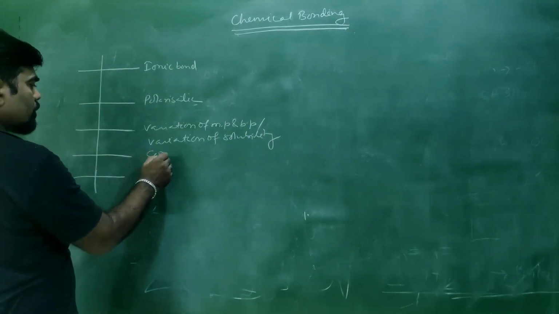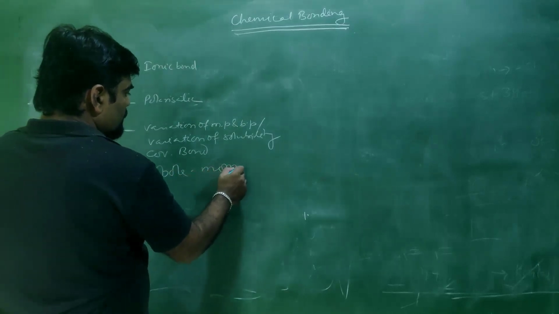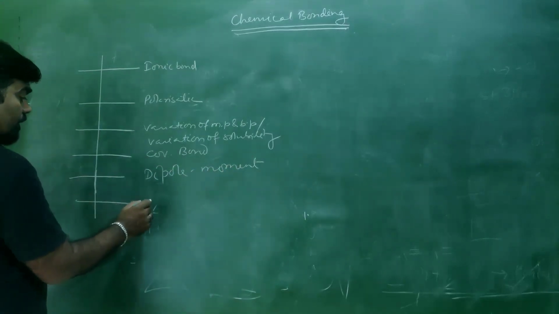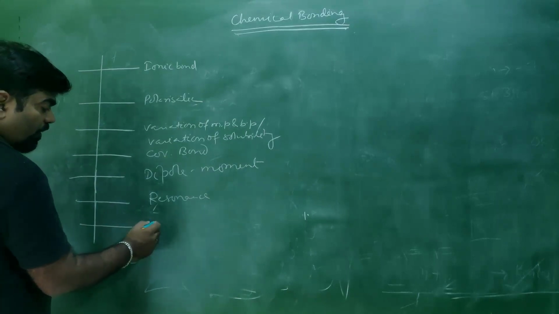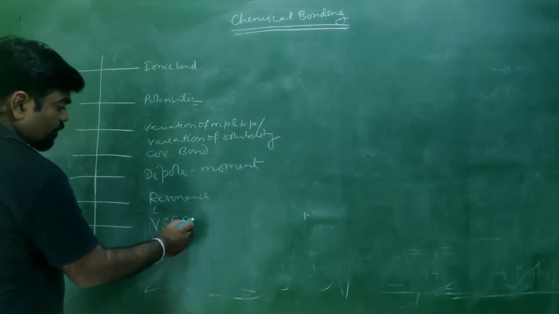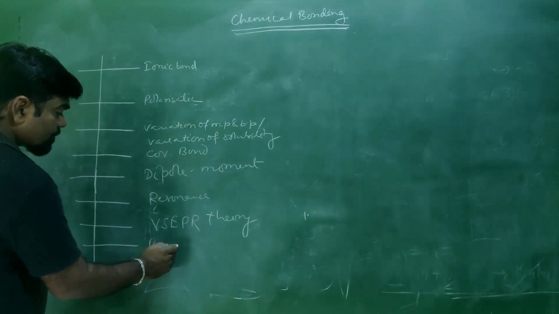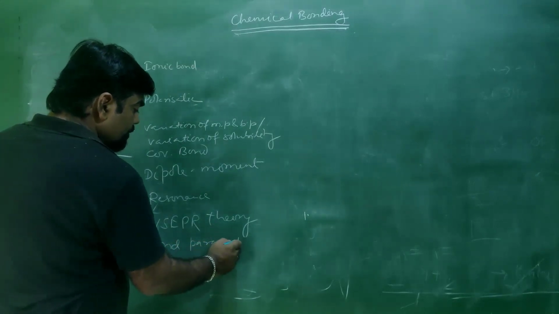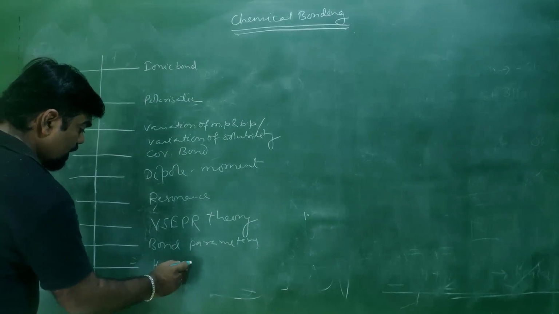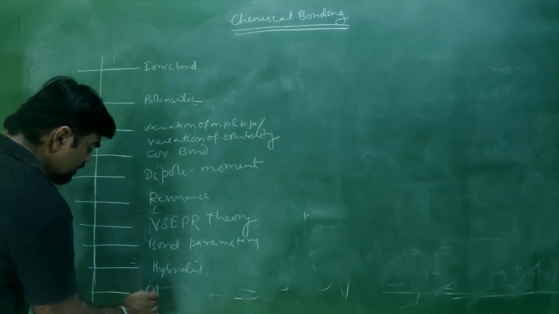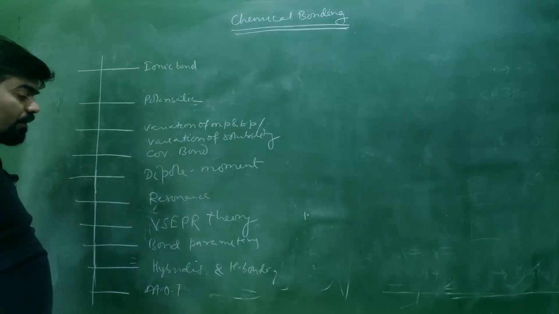Then we'll discuss covalent bond, dipole moment, a little idea about resonance, then valence shell electron pair repulsion theory, bond parameters, then hybridization, then molecular orbital theory, hybridization and hydrogen bonding. So this is the part of chemical bonding.